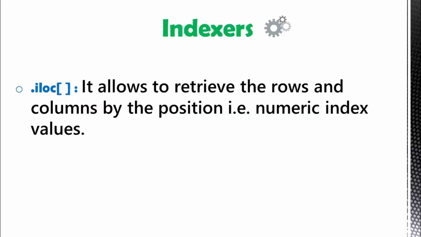Now the next indexer which is used for this selection purpose is .iloc. Here I is implying the index only, that is it does not consider the labels of rows and columns. What it does is it only selects the rows and columns on the basis of the index values, that is the numerical values. So let's see the practical implementation of .iloc indexer.